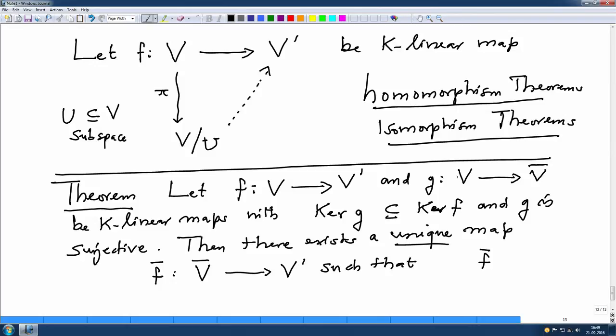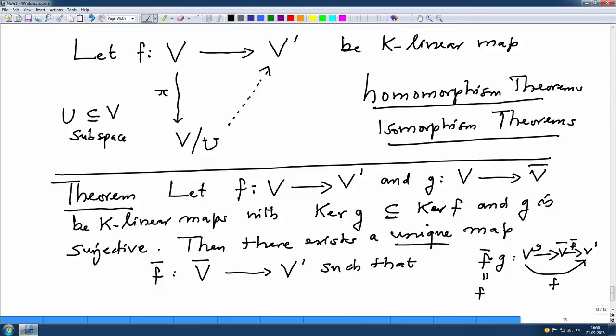No, first apply G, sorry, G, V to V bar, and F bar, which is V bar to V prime. So, this is this composition. This goes from V to V bar first, that is G, and then V bar to V prime, this is F. So, this is F bar composition G. On the other hand, I have also given map F here to here. These two maps are same. So, the statement is there exists a unique map from V bar to V prime such that F bar compose G is same as F.